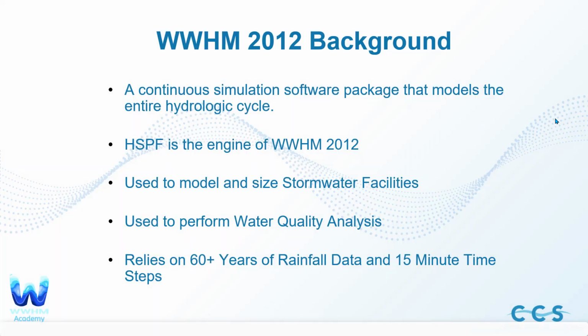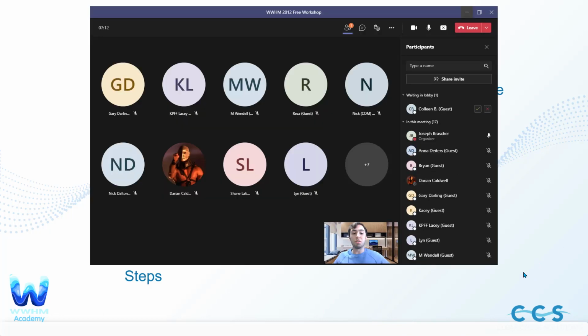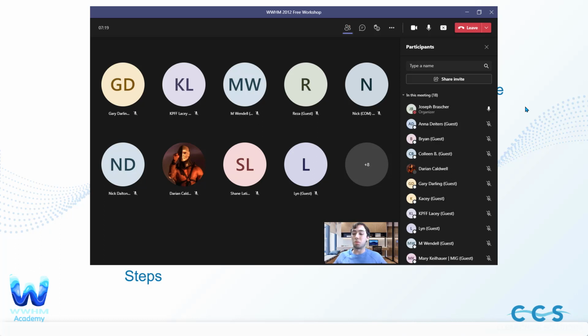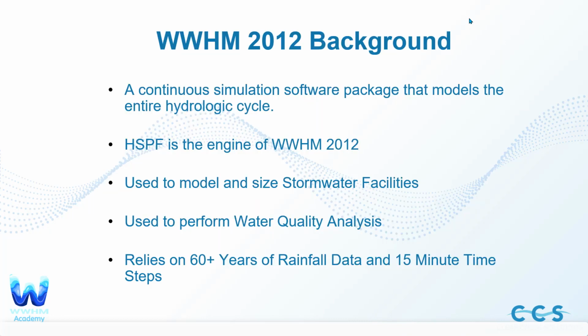So what is WWHM 2012? Well, it's a continuous simulation software package that models the entire hydrologic cycle. Something people might be more familiar with is single event modeling. Single event modeling is almost like a stormwater event completely in a vacuum. Imagine if you just had a land use area where there was no water, no infiltration. It was basically a desert. Some rainfall rained on it, and then a certain runoff comes from that. So we're all familiar with Q equals CIA, right? Where there's a runoff coefficient and intensity, and then a certain acreage.